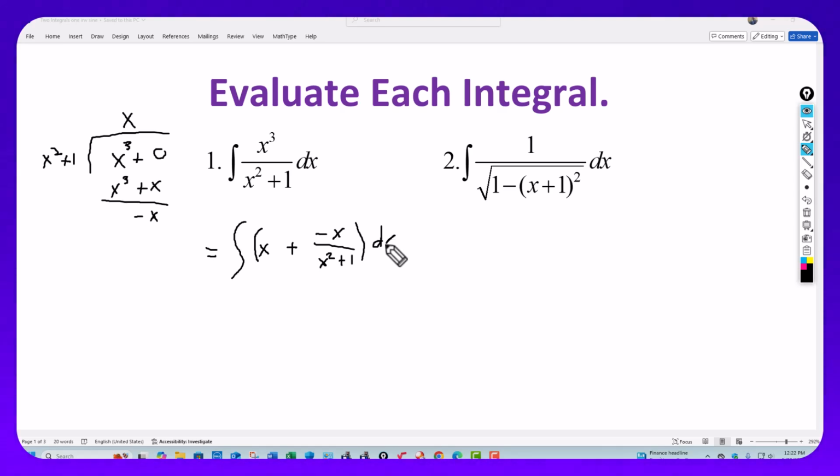Now you can break this up into two integrals, or you could just integrate term by term. The integral of x with respect to x: add 1 to the exponent, we get x squared, divide by 2, we get that. And notice for the second one, the denominator is x squared plus 1. If you take the derivative of that, you get 2x, and you have the x right there. It would be a different situation otherwise, but here you can use the standard u-substitution.